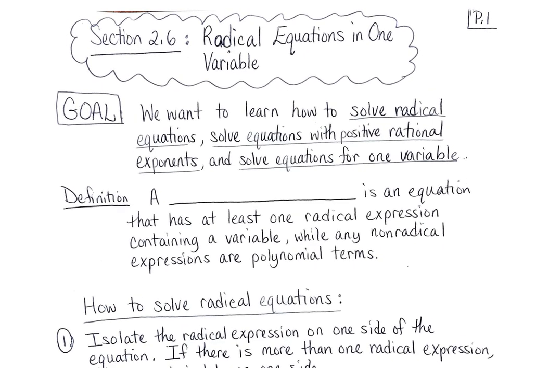Section 2.6 talks about radical equations in one variable. Section 2.5 talked about what kind of equation? Rational equations in one variable. Good. So this time we're going to talk about radical equations in one variable. What do you expect to see in these types of equations?